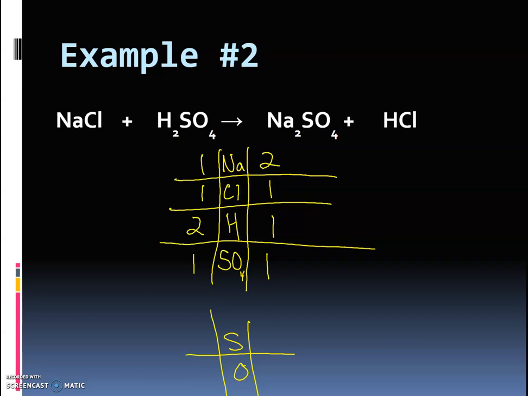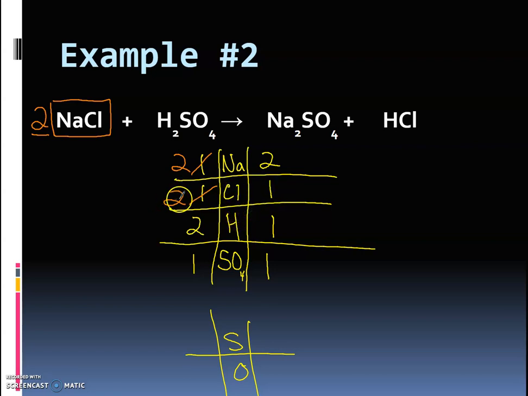Okay, balance non-H's and O's first. So I have Na, I have 1 on this side, 2 on this side. So I'm going to put a 2 out in front of this NaCl. That changes my Nas and my Cls. So that doubles them. Now balance any other non-H or O.